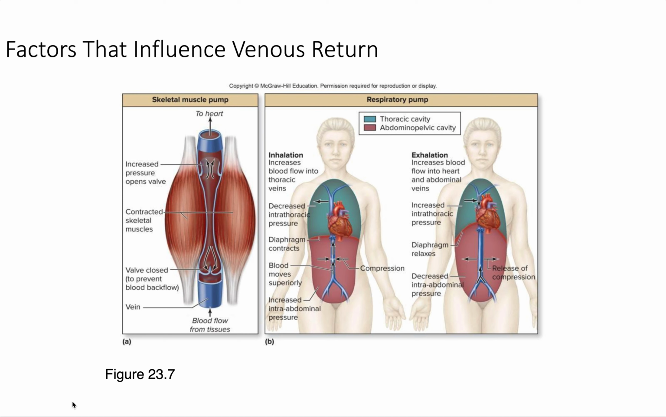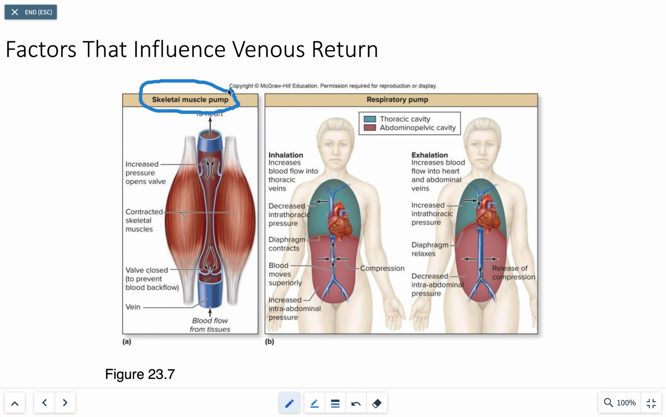And finally, venous return. When we were looking at the arterial system, it had a larger tunica media, which allowed for vasoconstriction or vasodilation under the influence of the sympathetic nervous system. In the venous system, we have two different methods which can influence venous return. One would be the skeletal muscle pump, and the other one would be the respiratory pump.